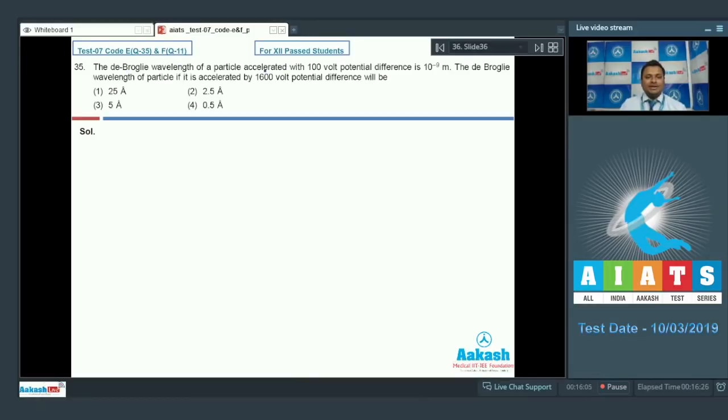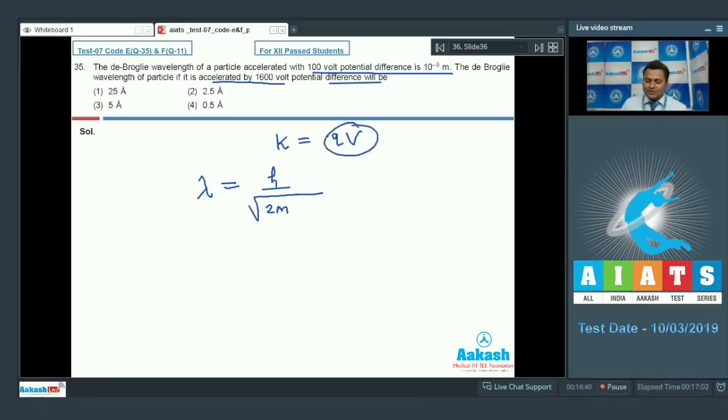The De Broglie wavelength of particle accelerated with 100 volt potential difference is 10 to the power minus 9 meter. The De Broglie wavelength of the particle, if it is accelerated by 1600 volt potential difference, will be what? Now we know that in this case, the charged particle is accelerated by a potential difference V, then its kinetic energy can be given as charge into potential difference. And according to De Broglie hypothesis, lambda, De Broglie wavelength, is given by h upon under root 2m into kinetic energy, which we have already taken Q into V. So therefore we can say that lambda is directly proportional to 1 upon under root of V, because the rest of the things are constant.